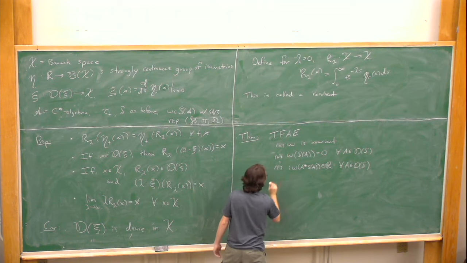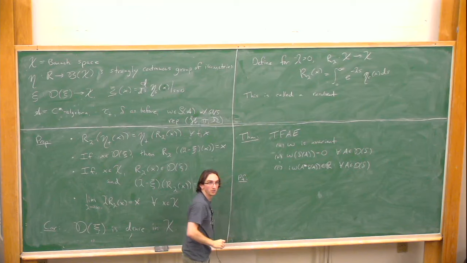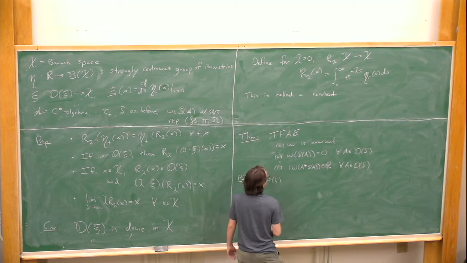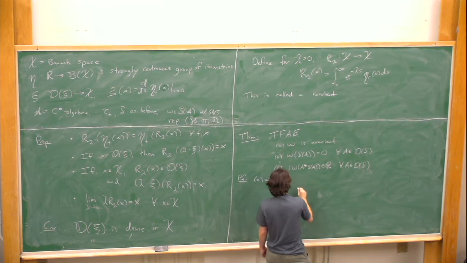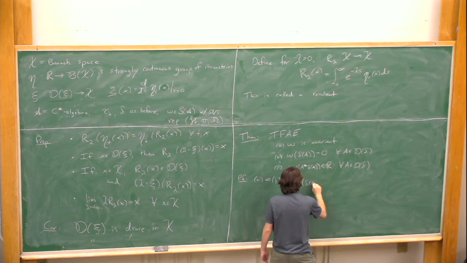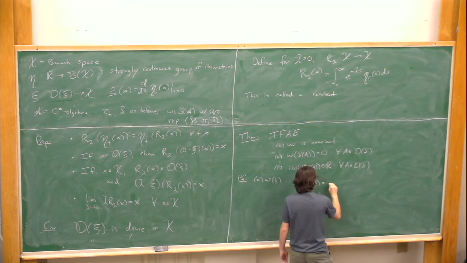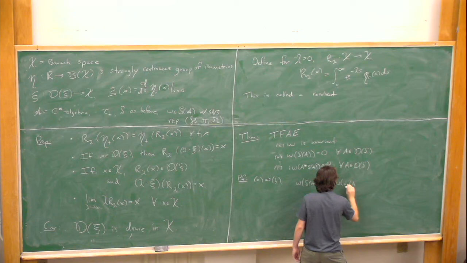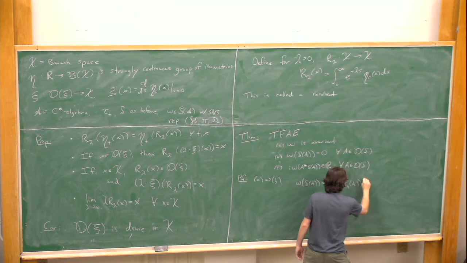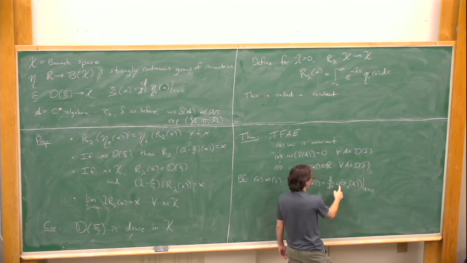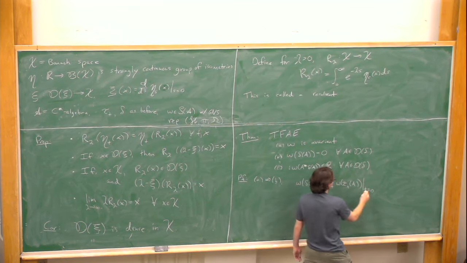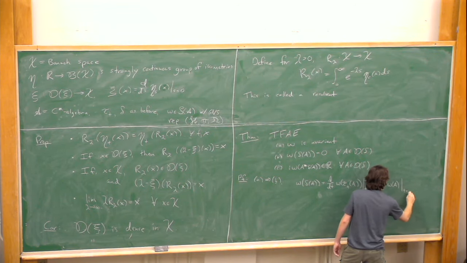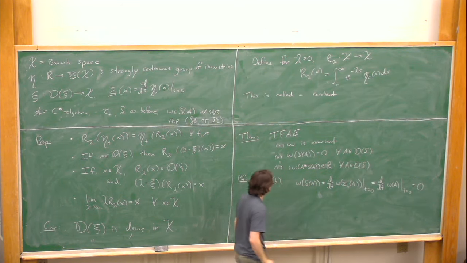OK, so we can do the proof. Proof is now very simple. A implies B. Well, we'll just take a derivative. Omega of delta of A is by definition equal to the derivative at t equals 0 of omega of tau t of A. But I know that this is invariant by assumption. So this is the derivative of omega of A at t equals 0, but omega of A is a constant. OK, very good.